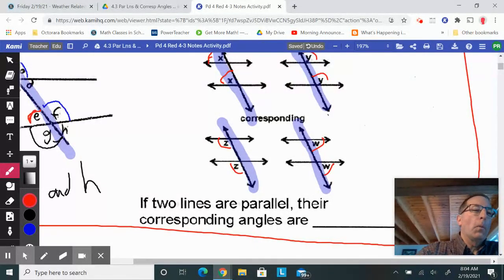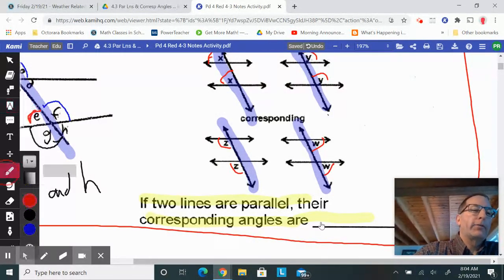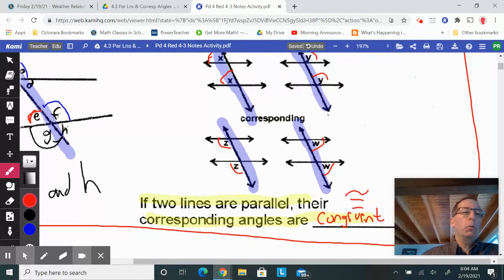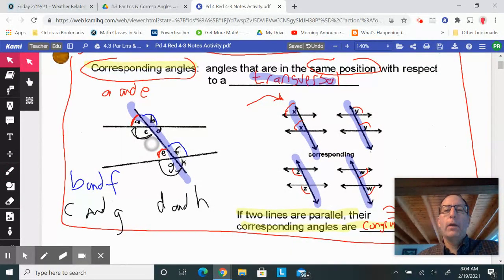Now here's really an important thing to know. If 2 lines are parallel, their corresponding angles are congruent. That means they'll have the same measure. So on that blank, we're going to put congruent. So you have parallel lines, the corresponding angles will be the same measure. The X's will be the same, the Y's will be the same, the Z's will be the same, the W's will be the same. So if you can identify corresponding angles, they will be the same measure.